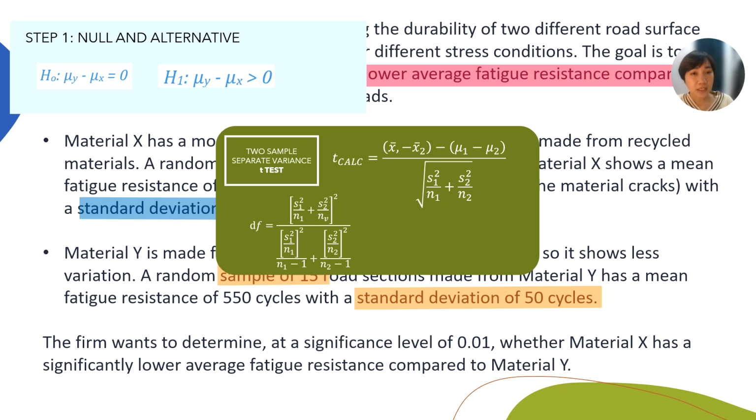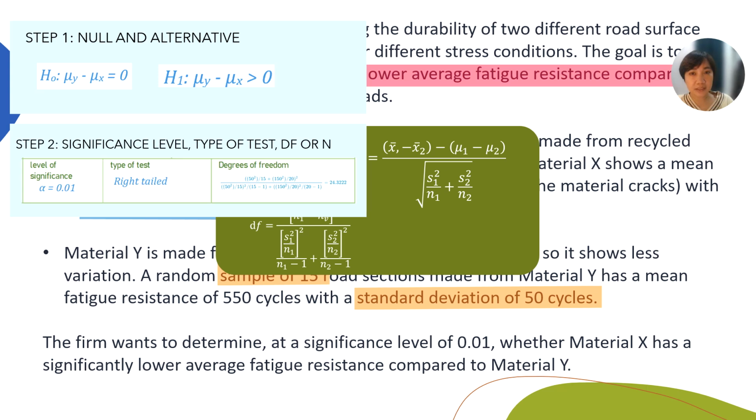Step 2, get the values, and according to the problem, the significance is 0.01. It is right-tailed because the alternative hypothesis says greater than. And notice the calculation for degrees of freedom. Utilize the formula given a while ago, and it seems we must use 24. So you have to round it down. So your degrees of freedom here is 24.